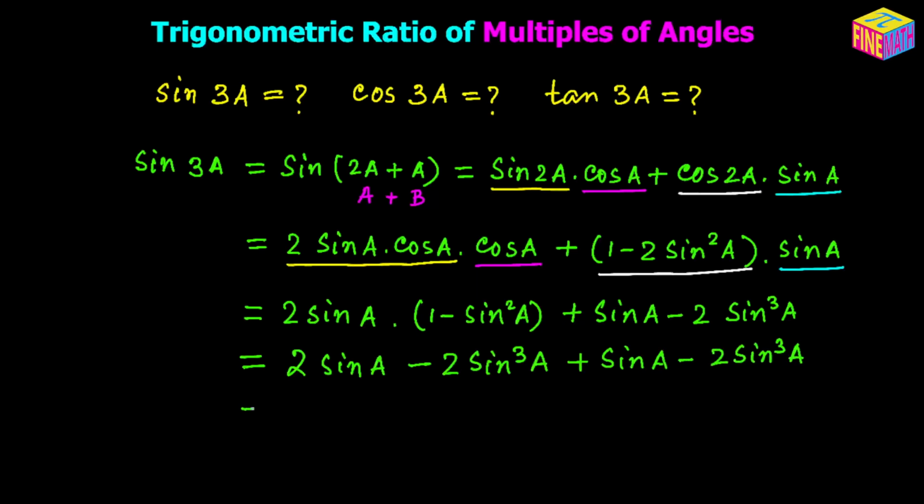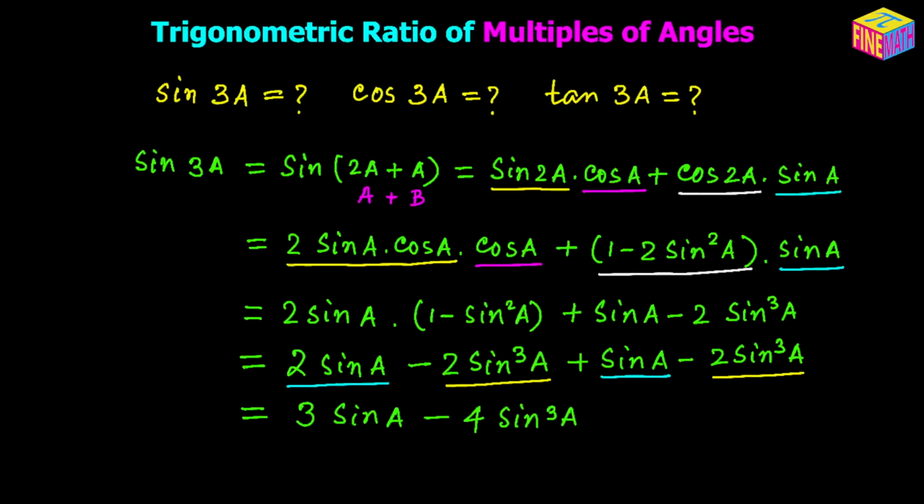So from here, as you can see, we have 2 terms of sine a. There is 2 times sine a and then another sine a. So that will give us 3 times sine of a, and then minus we have sine cubed of a, 2 negative times here and another negative 2 times here. So that would be negative 4 times sine cubed of a. And that is the value of sine of 3 times a.